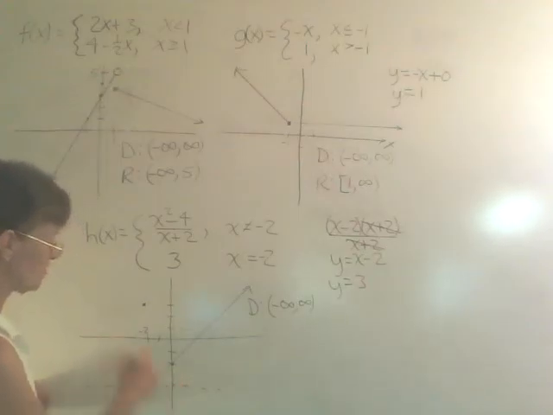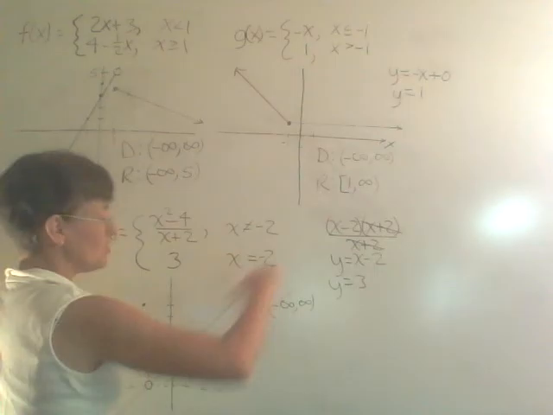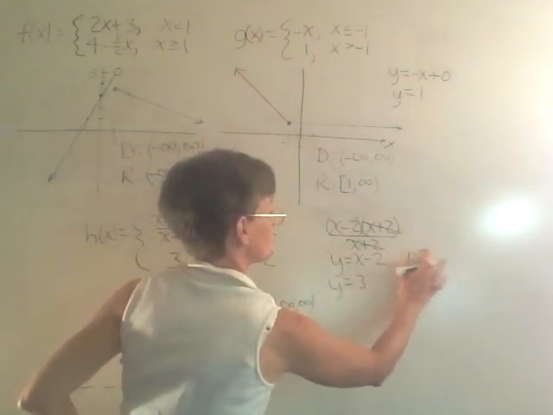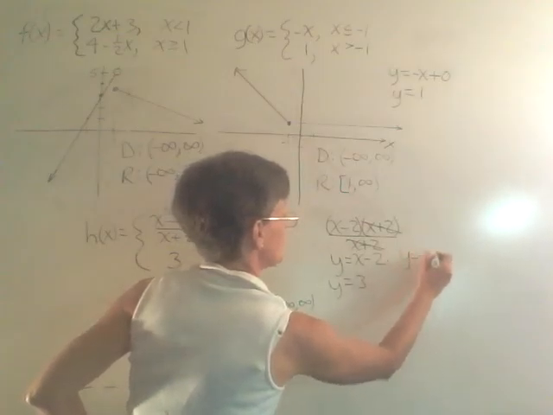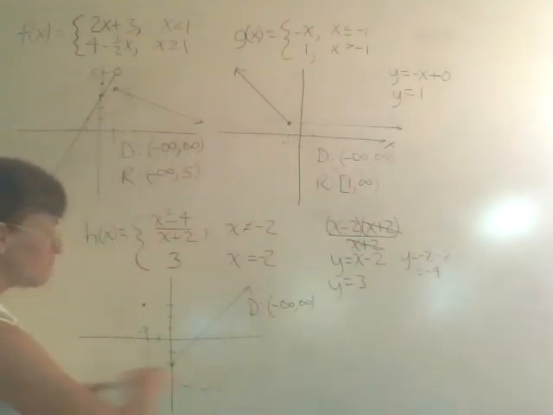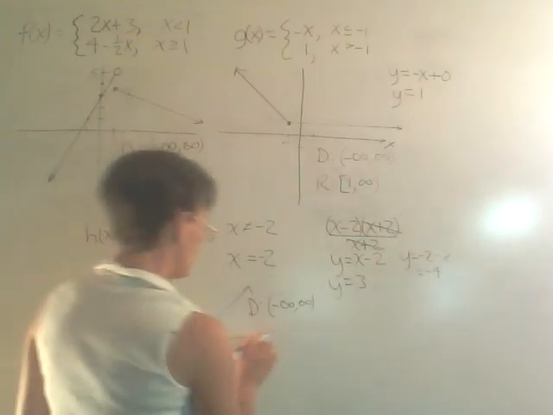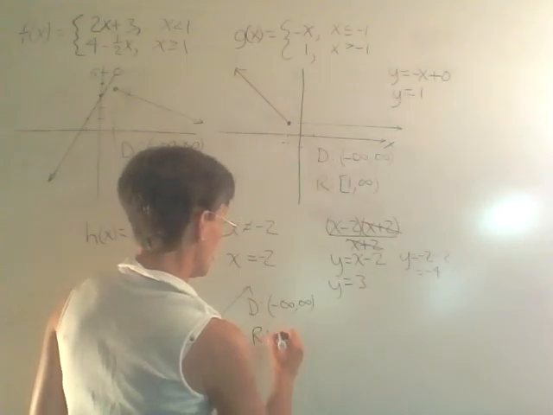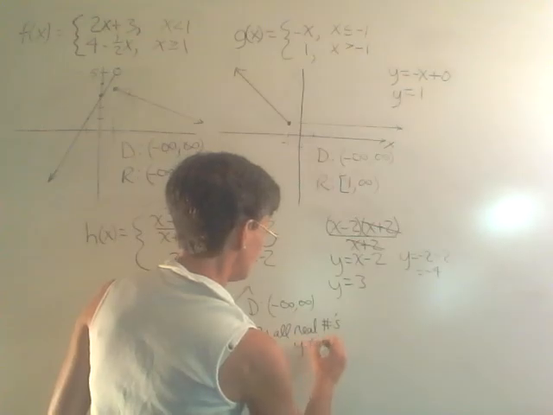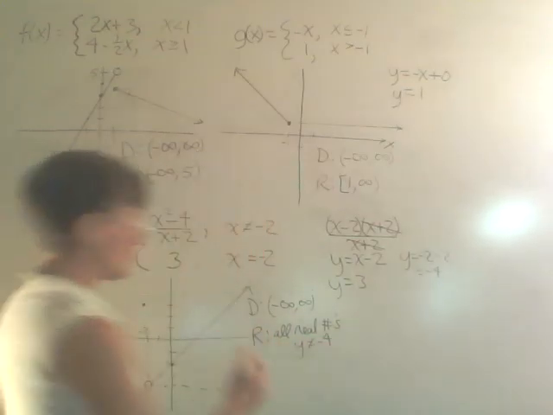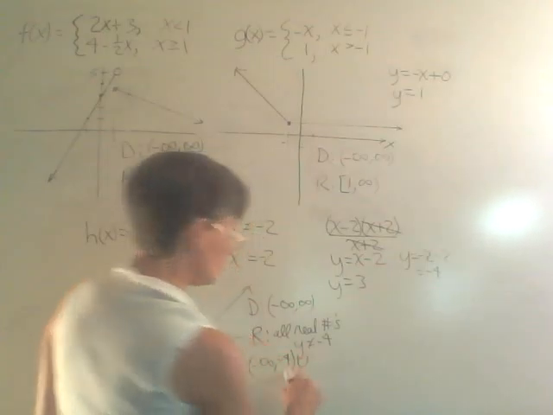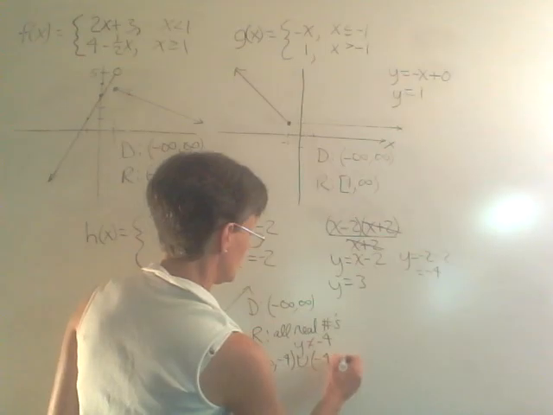I have no point anywhere on this graph that has this y value. Well, what is this y value? Well, if you put negative 2 into this line equation right here, y equals negative 2 minus 2, y equals negative 4. That's the y value I'm missing. I'm missing y equals negative 4. So my range is going to be all real numbers, but y cannot equal negative 4. That's one way you can say it. The other way you can write the range is negative infinity to negative 4, union with negative 4 to positive infinity.